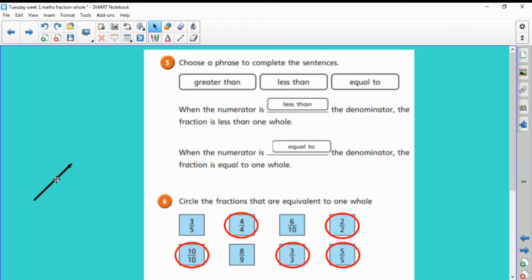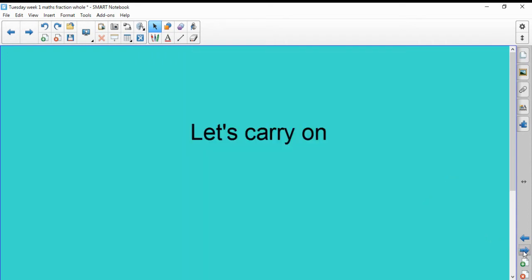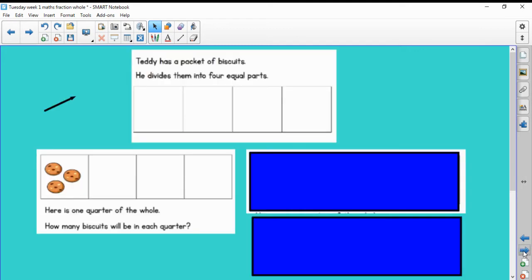Choosing the phrase that fits. When the numerator is less than the denominator, the fraction is less than 1 whole. When the numerator is equal to the denominator, the fraction is equal to 1 whole. Here we have in red circles all of the fractions that are equal to 1 whole. The numerator and denominator are equal. So let's carry on with the questions.